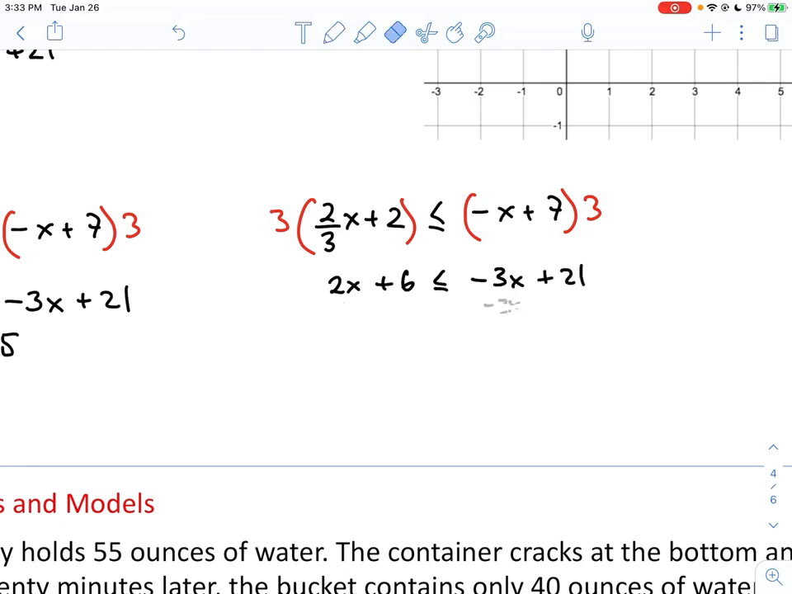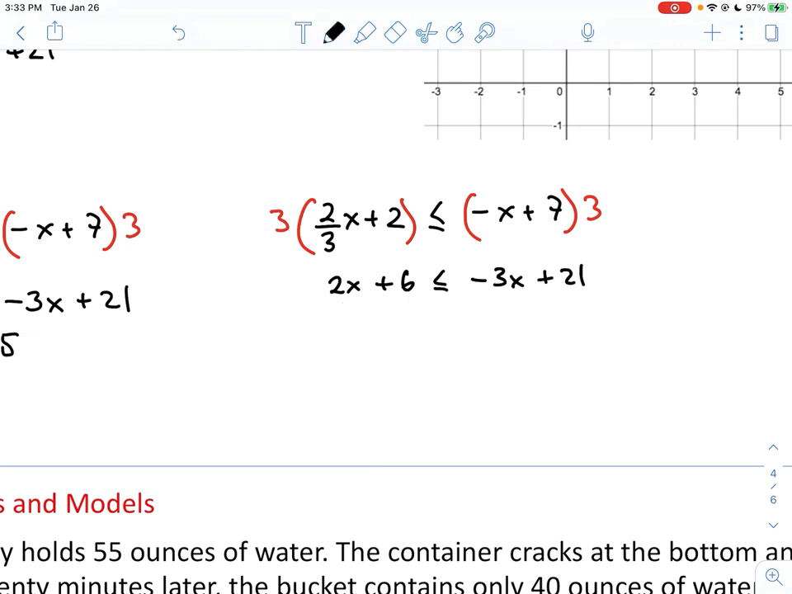Now that's a different step than what I've been doing in the past, where I've been adding 3x to both sides. Remember, adding or subtracting does not change the direction of the inequality. So sometimes people think, oh, I subtract 2x from both sides, and they see this negative sign, and so they want to switch that, but don't. And I'm also going to subtract 21 from both sides.